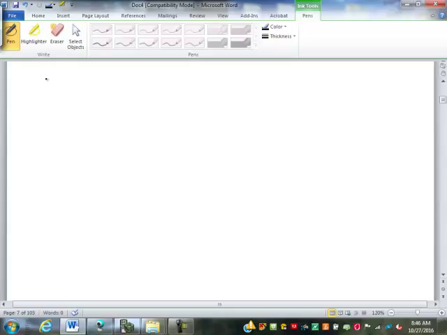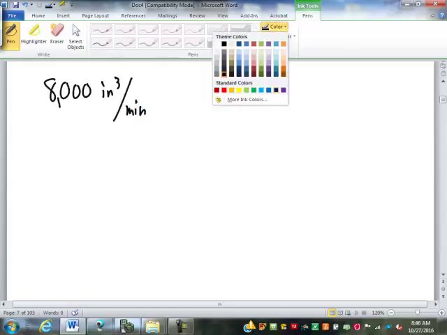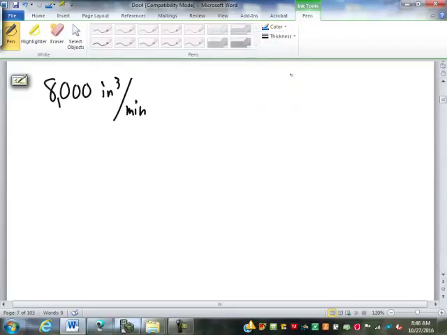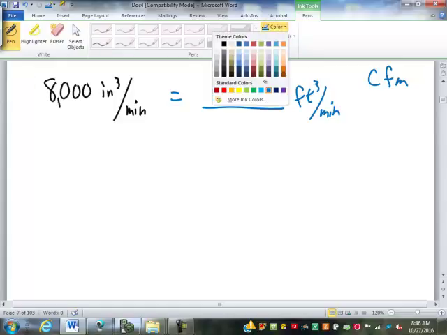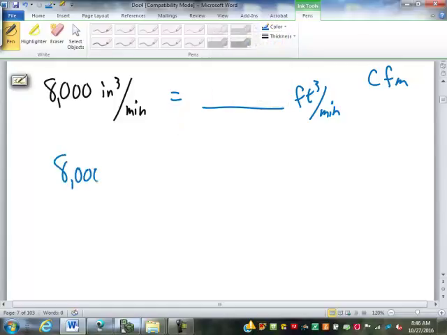But let's say that we have a pump that says it is capable of pumping 8,000 cubic inches per minute. Is that an effective pump? Well, we're used to pump speed listed in what's called CFM. What's CFM stand for? Cubic feet per minute. So we're going to change this to cubic feet per minute.